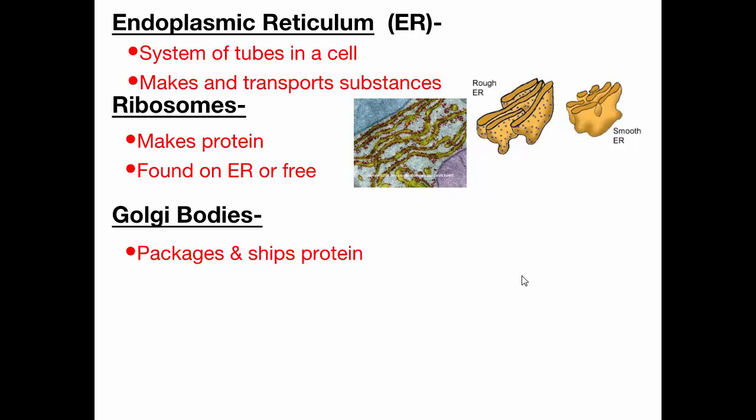Golgi bodies are the next organelle. The Golgi bodies are interesting. They package up proteins and then get them ready to be shipped out of the cell. They're kind of like the post office of the cell.